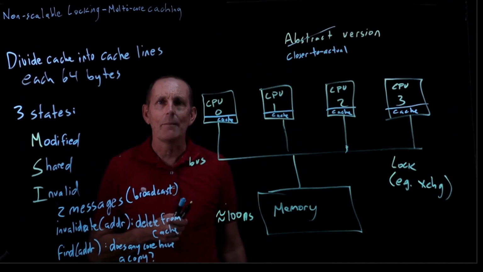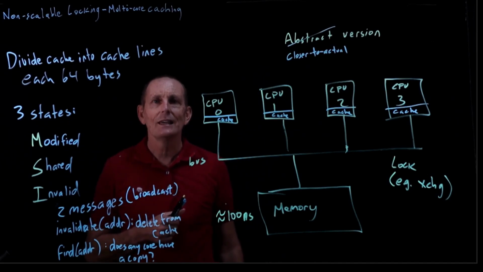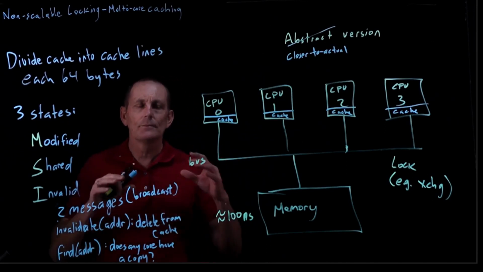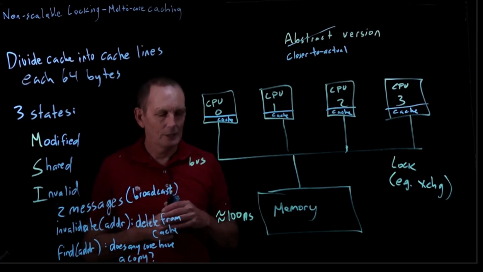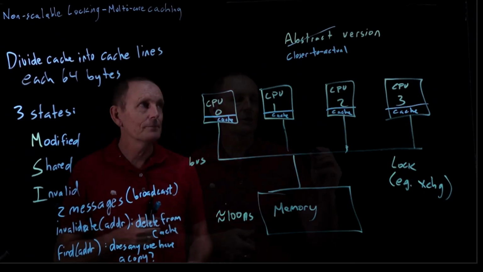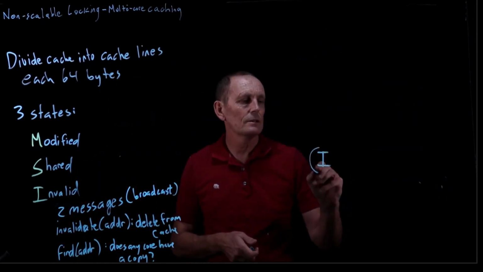Okay, so what's going to happen? We have basically a state machine. So let's look at that state machine. It can be one of three states.